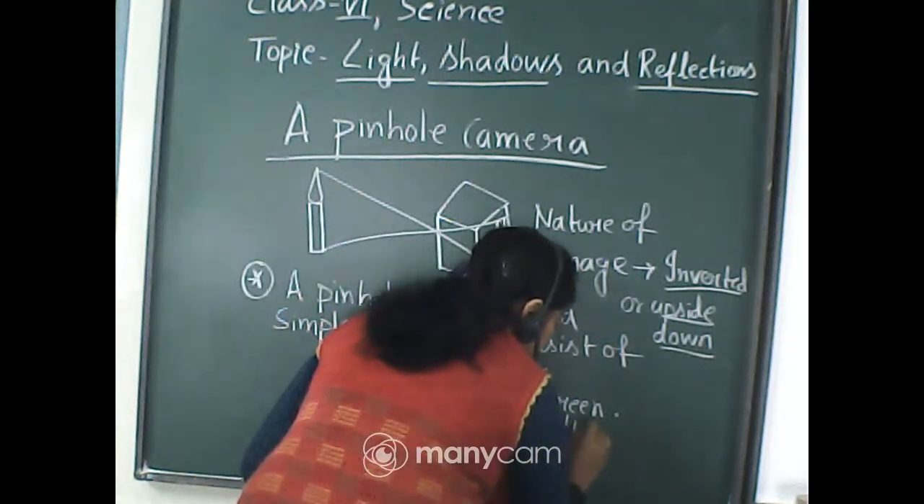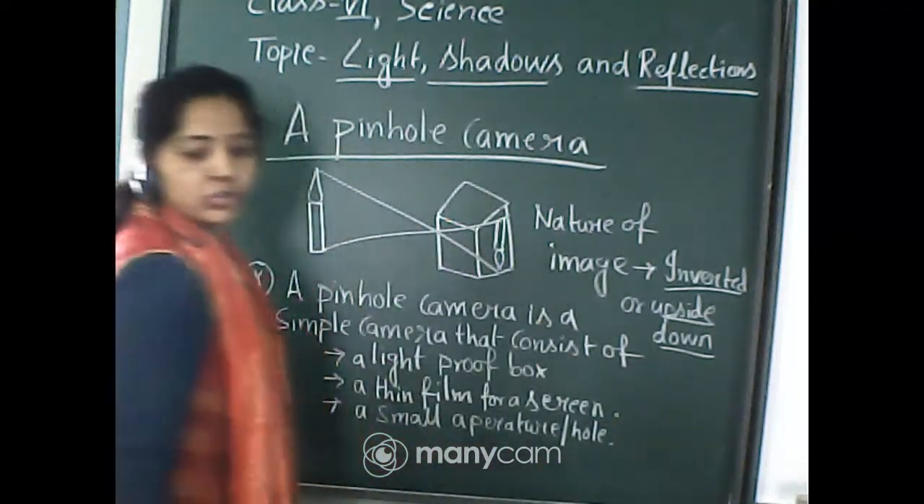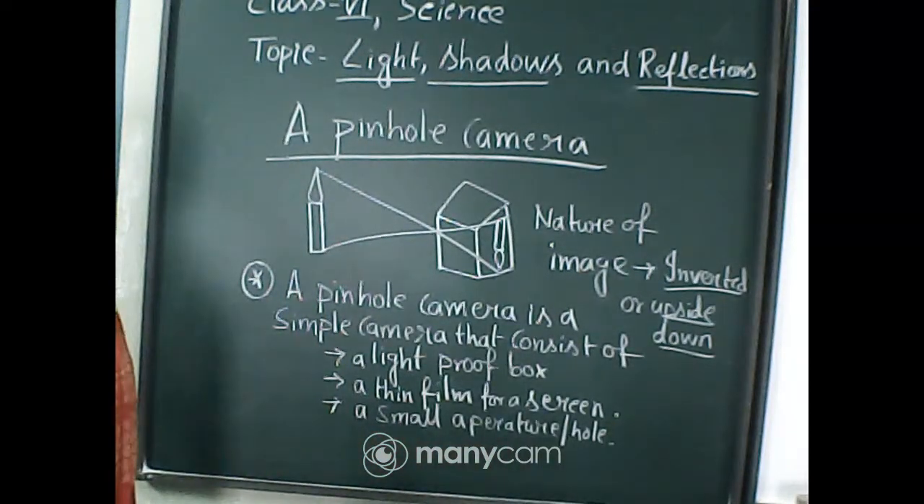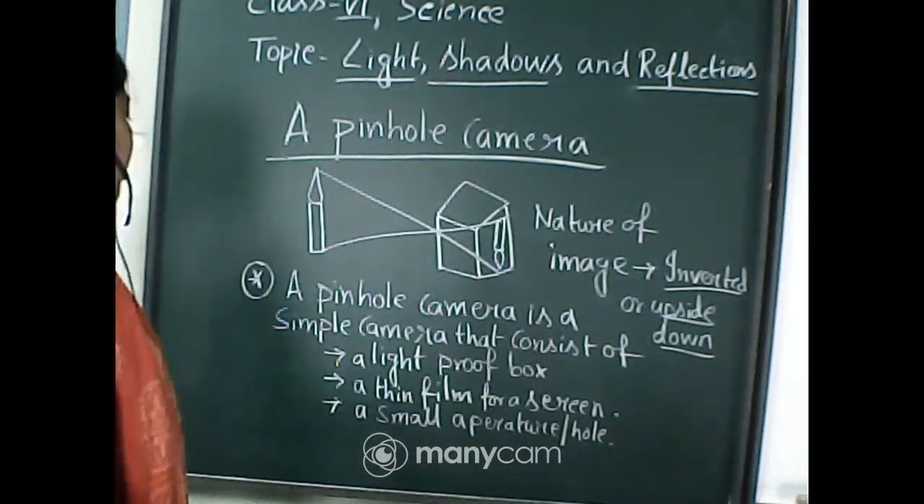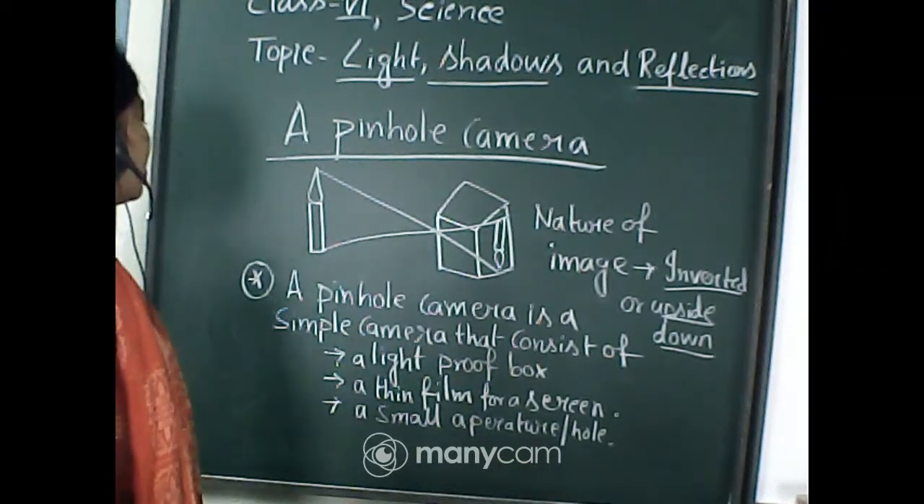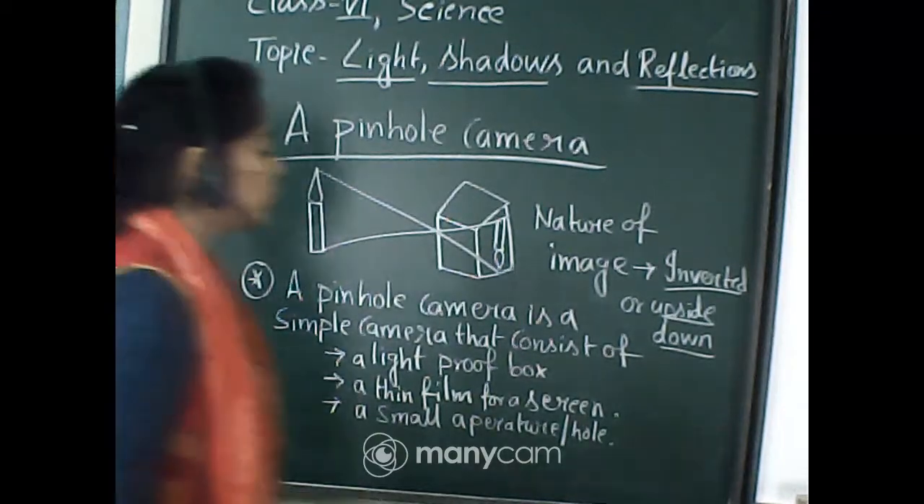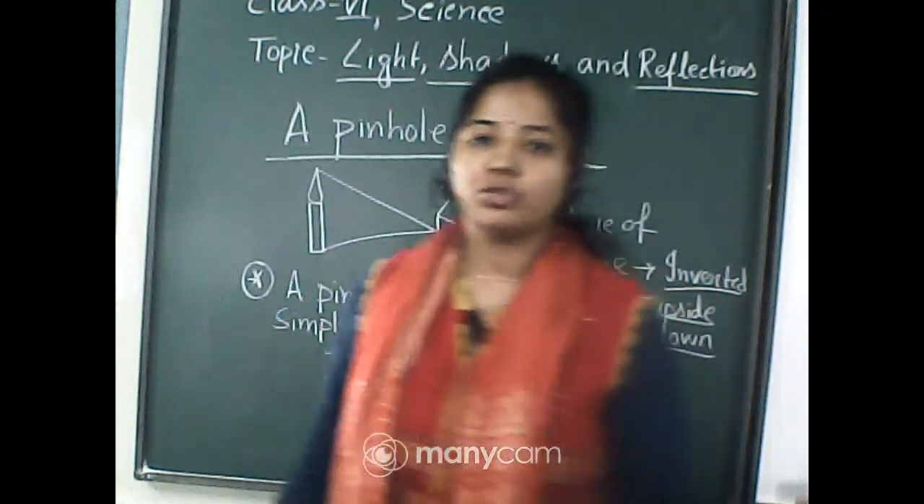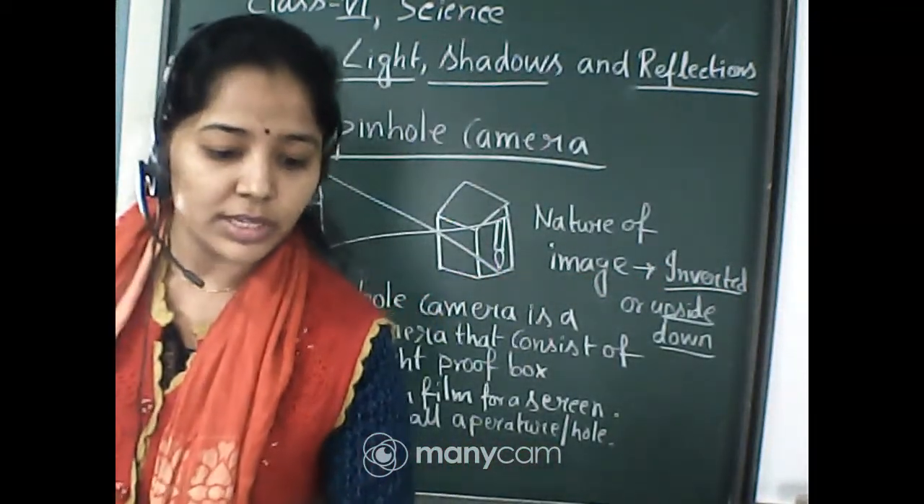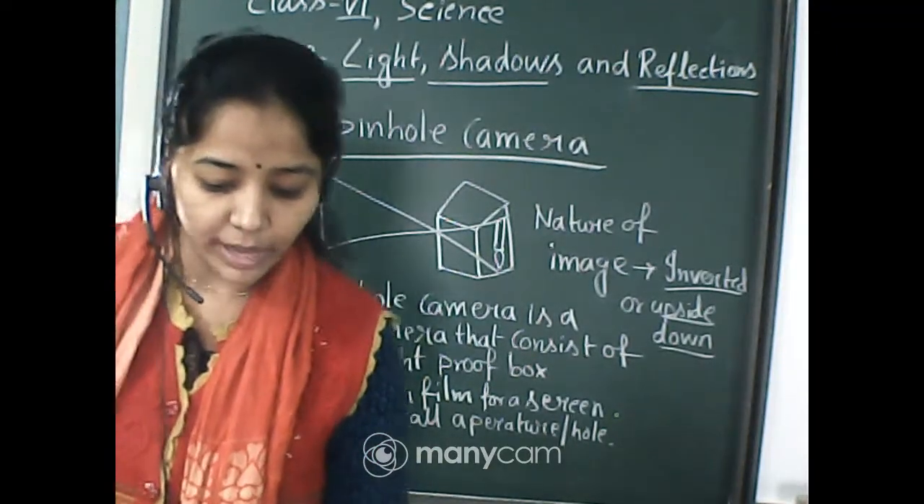No? I hope you understood. So, these are the main things a pinhole camera consists of: a light-proof box, then a thin film for a screen, then a small aperture or hole through which the light can pass. Okay. So these are the main things under a pinhole camera.